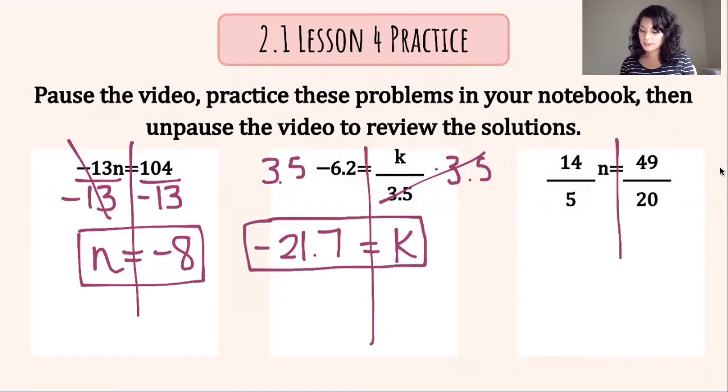And for the last example, you're going to need to multiply both sides by the reciprocal of 14 divided by 5, and that is simply going to be 5 divided by 14. Do it to both sides. The 14s cancel, the 5s cancel, and I'm left with n.